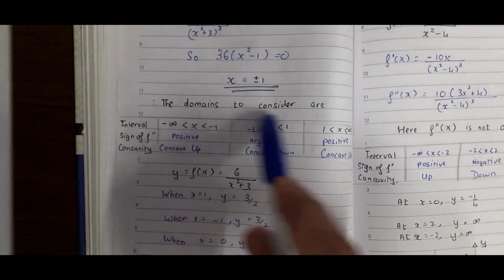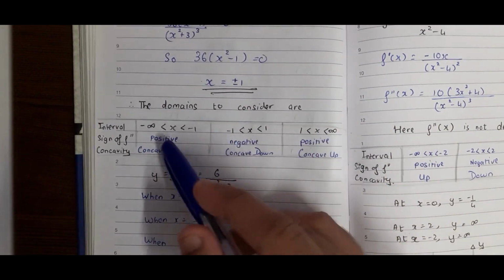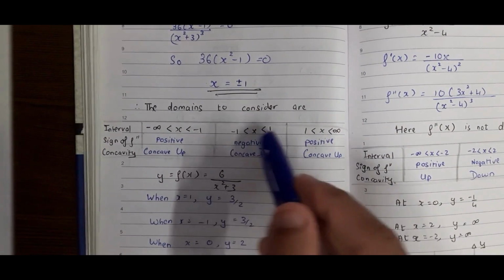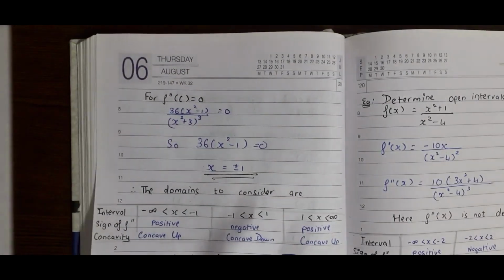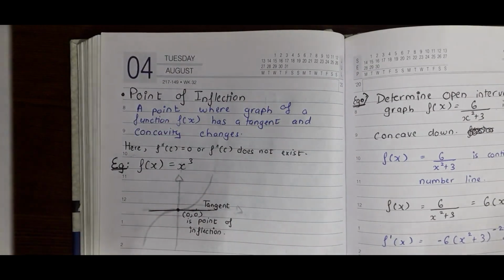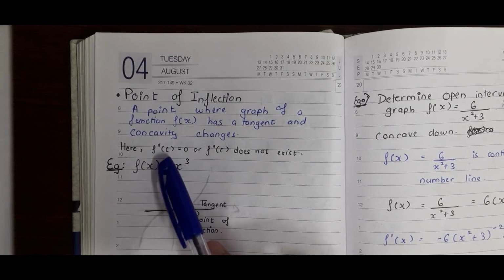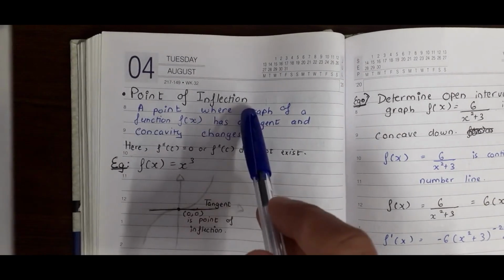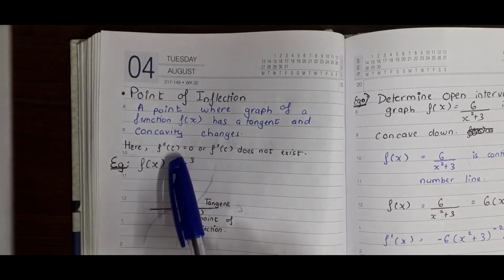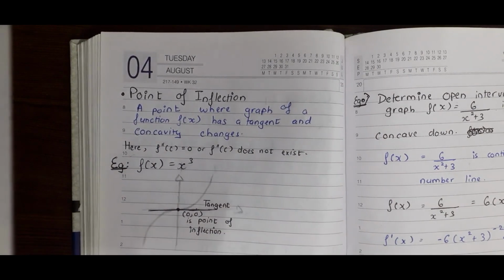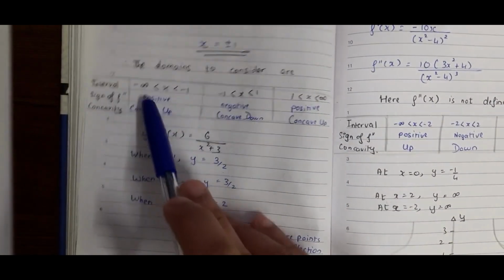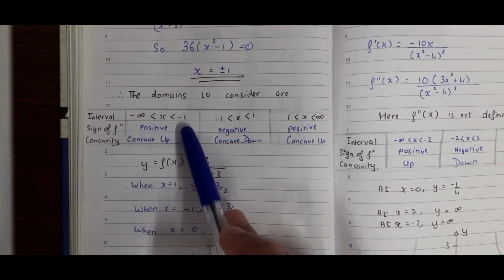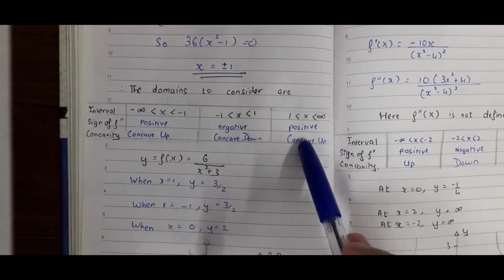So now we have divided it into domains. Our domains are negative infinity to negative 1, negative 1 to 1 and 1 to infinity. Why do we take this f double dash of c equals 0? Because we need to test whether your concavity changes, and your concavity changes at the point of inflection, which exists where f double dash of c is 0 or f double dash of c does not exist. So these are our domains: negative infinity to negative 1, negative 1 to 1 and 1 to infinity.